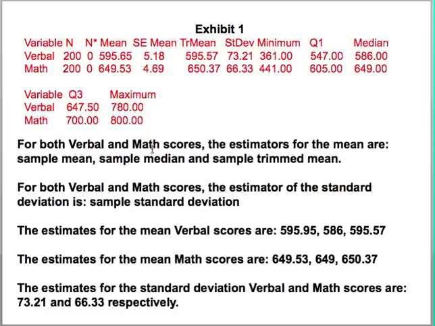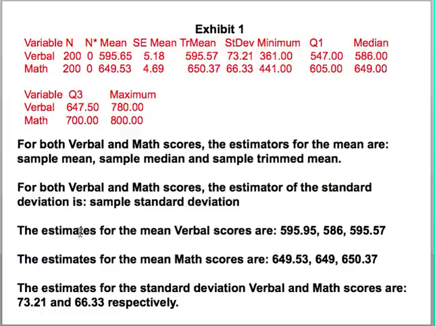So for both the verbal and math scores, the estimators for the mean would be the sample mean, sample median, and sample trimmed mean. For both the verbal and the math scores, the estimator for the standard deviation will be the sample standard deviation.